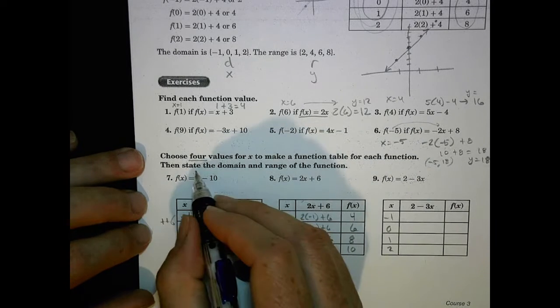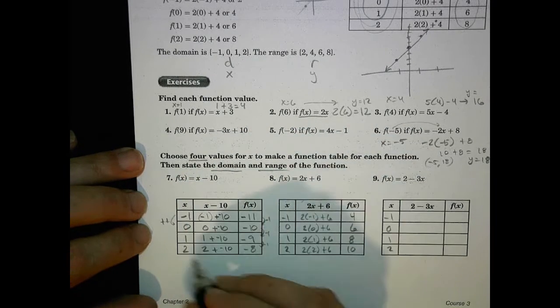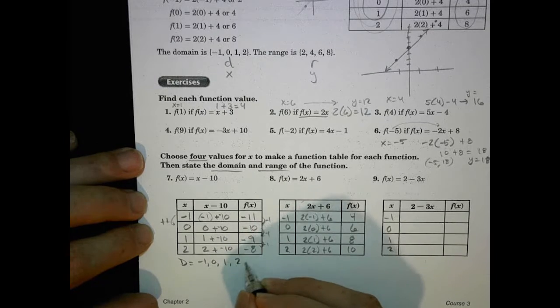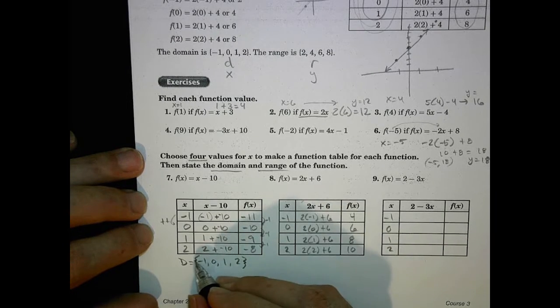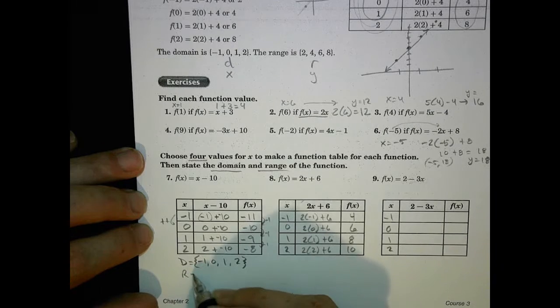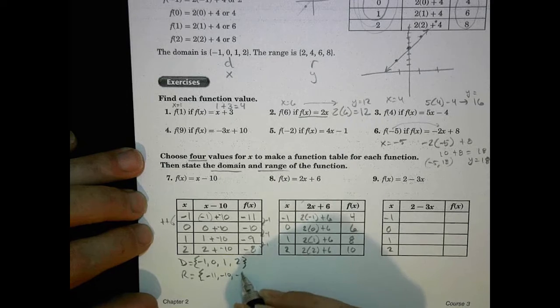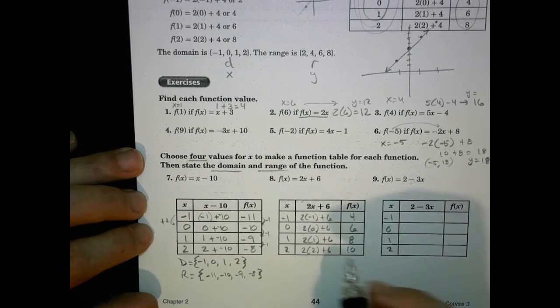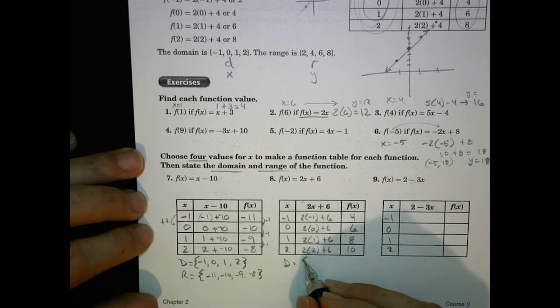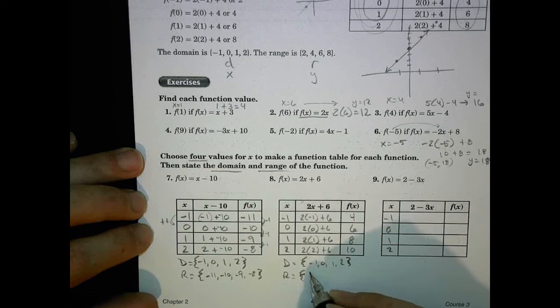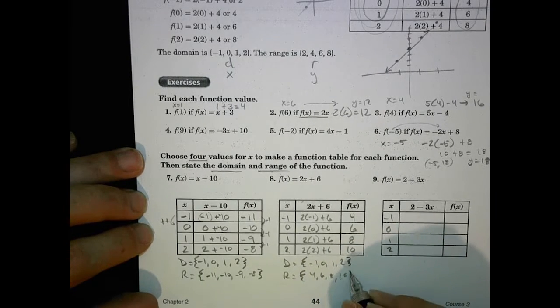Sorry, I forgot to say, it does want you to state the domain and the range. So in this case here, our domain is going to be negative 1, 0, 1, and 2, and you write it with these curly brackets like that. And our range is going to be, in this one here, negative 11, negative 10, negative 9, negative 8. Okay, and for the next one, domain is equal to negative 1, 0, 1, and 2, and our range is equal to 4, 6, 8, and 10.